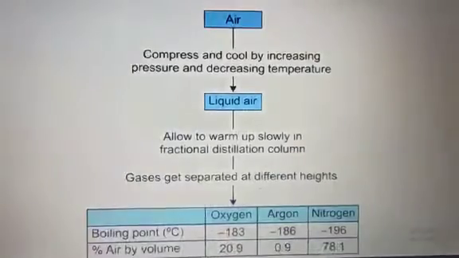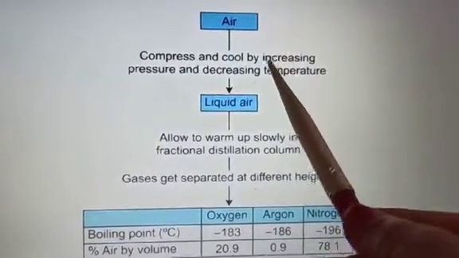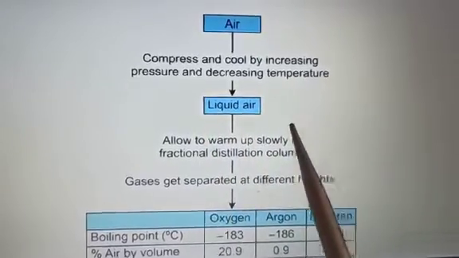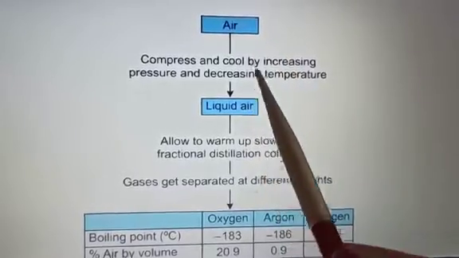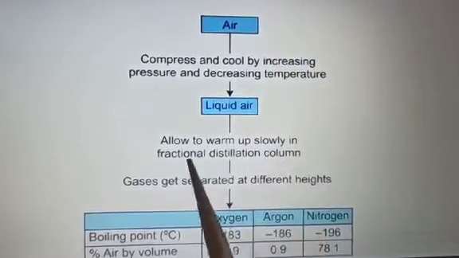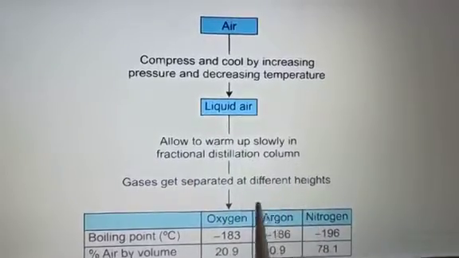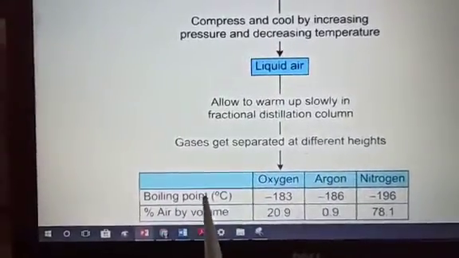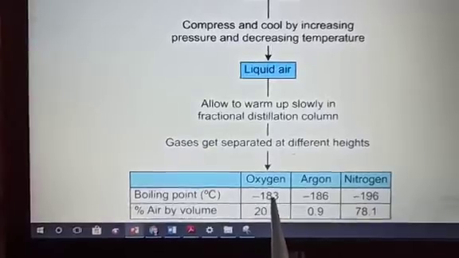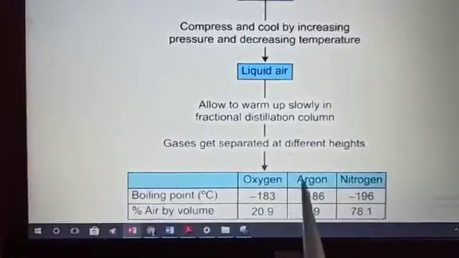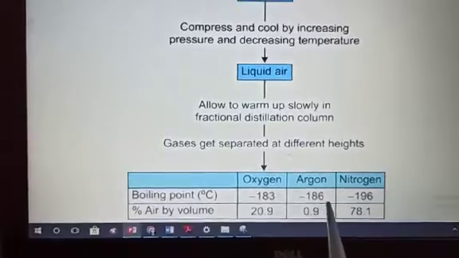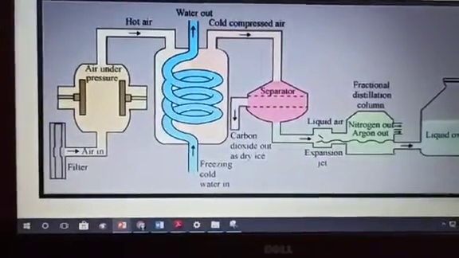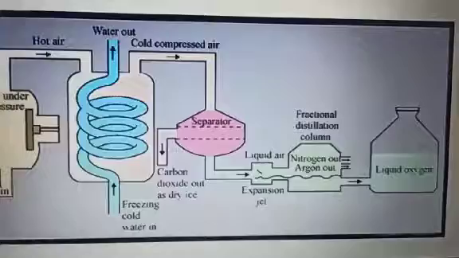You can see here, this is air. It is compressed and cooled by increasing the pressure and decreasing the temperature, and it changes to liquid air. This liquid air is allowed to warm up slowly in the fractional distillation column, and then the gases get separated at different heights, right? And you can see the boiling points of these gases. Oxygen has the boiling point minus 183 degrees Celsius, argon has minus 186 degrees Celsius, and nitrogen has minus 196 degrees Celsius. So here is this arrangement of apparatus.